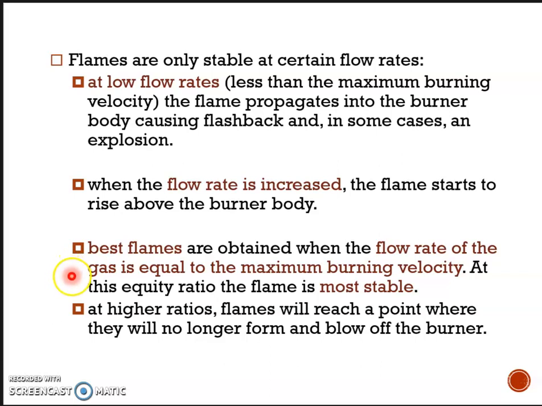The supplier dia akan set, dia akan ajar kita, tak perlu tukar sangat the flow rates of the fuel, ataupun oxidant. At higher ratio, flame will reach a point where it will no longer form and blow off the burner. Kalau terlalu tinggi sangat, flame tu tak ada pun, dia terpadam terus. So that's why flow rate is very important. Parameter need to be set to avoid all this happening.